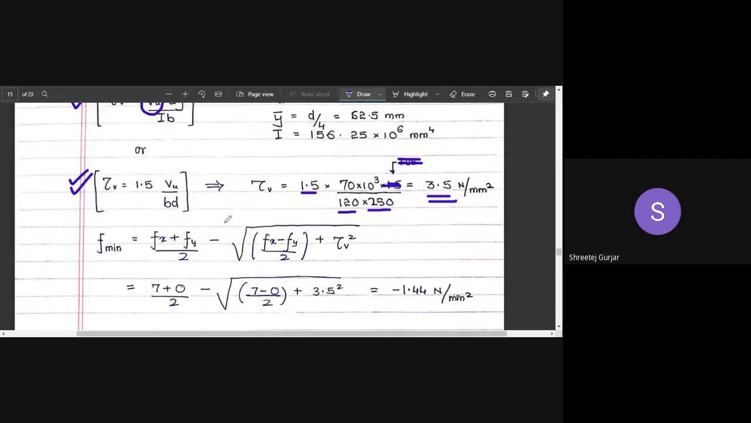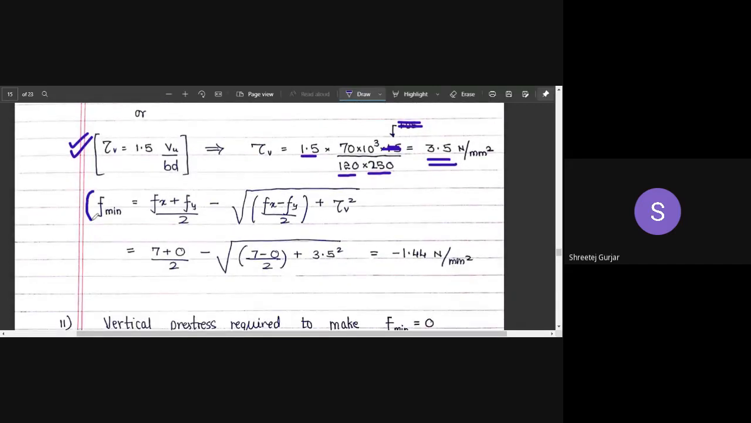Okay, so moving on. Once we know this, we can calculate the principal tensile stress, that is F minimum. And when we want to calculate the minimum, we have to use the minus sign. So Fx plus Fy by 2, that is 7 plus 0 by 2, minus square root of Fx minus Fy by 2, 7 minus 0 by 2, the whole square, plus tau v squared, that is 3.5 squared. Once you calculate this, F minimum we have got as minus 1.44 Newton per mm squared.